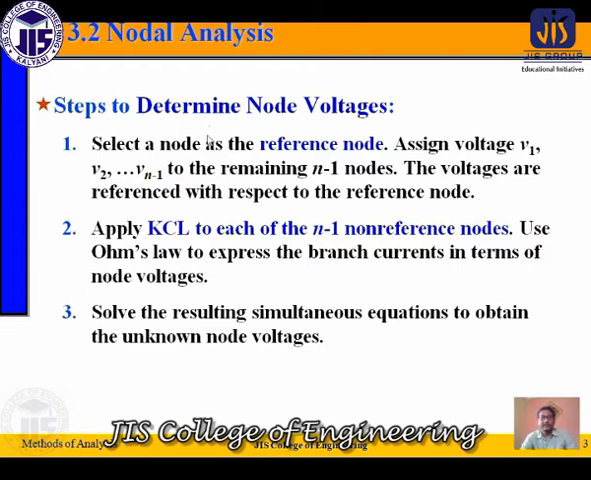The same thing is written here also: select a node as the reference node. Among the n nodes, one node is considered the reference node, and the remaining n minus 1 nodes are considered as nodes with voltages V1, V2, V3, V4, up to Vn minus 1. We have to apply KCL to the non-reference nodes. How many non-reference nodes do we have? We have n minus 1 non-reference nodes. Then we have to solve whatever equations we get.